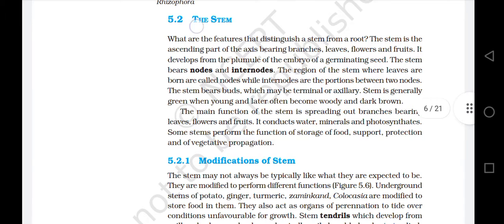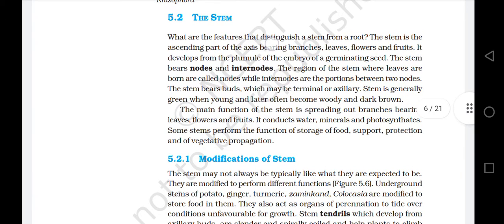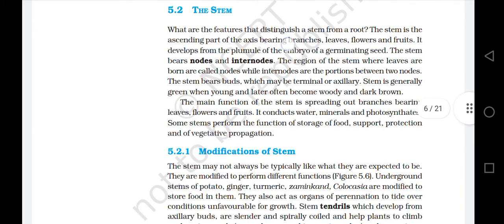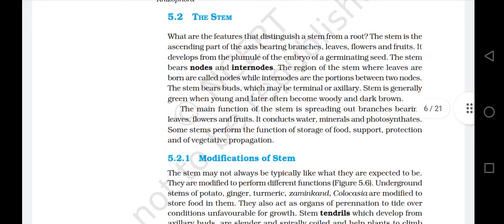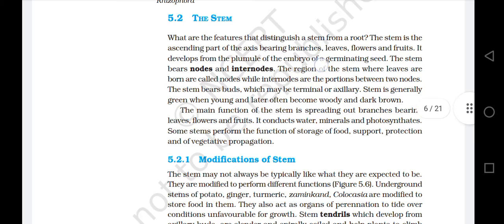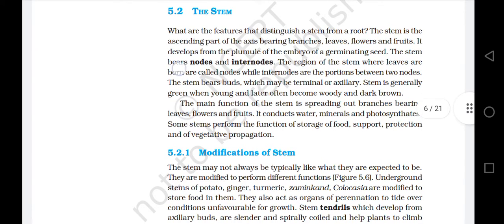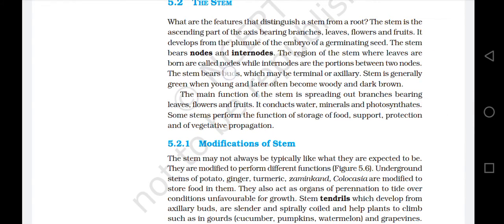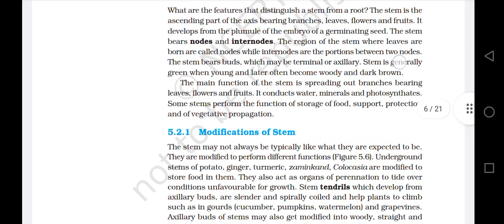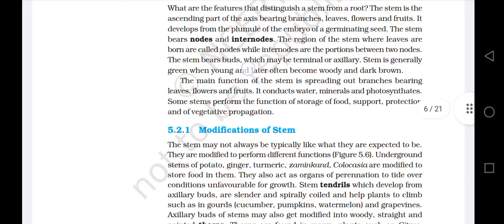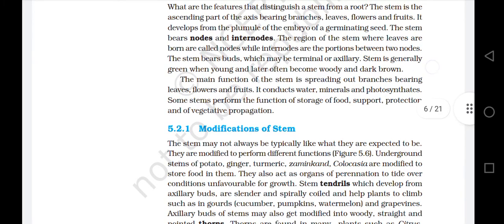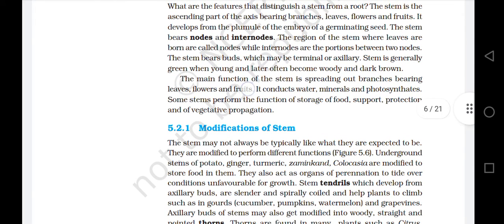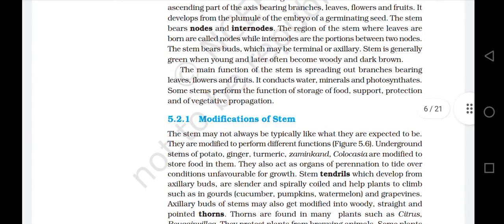5.2 The stem. What are the features that distinguish a stem from a root? The stem is the ascending part of the axis bearing branches, leaves, flowers, and fruits. It develops from the plumule of the embryo of a germinating seed. The stem bears nodes and internodes. The region of the stem where leaves are borne are called nodes, while internodes are the portions between two nodes. The stem bears buds which may be terminal or axillary. The stem is generally green when young and later often becomes woody and dark brown.